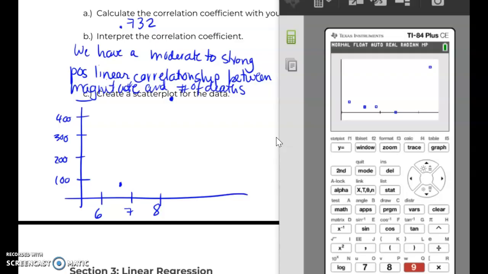We have 6.2 at 115. We had 6.6 at 65, right above the other one. We had 6.9 at 62. And the last one was 7.4 at 1 over here. So again, what we have is we kind of have 2 clusters. We have most of our data, and then this one outlier up here.